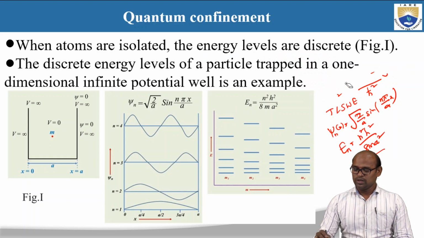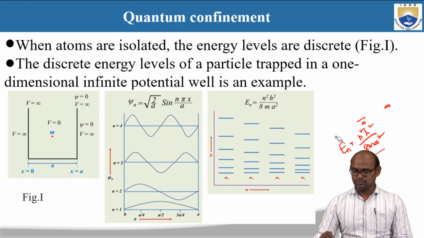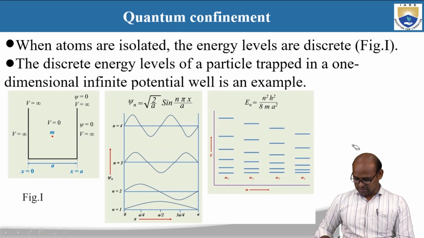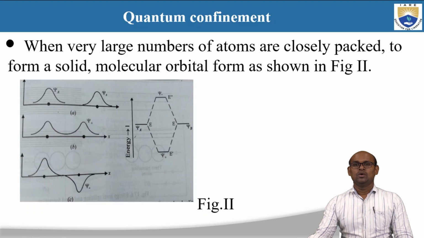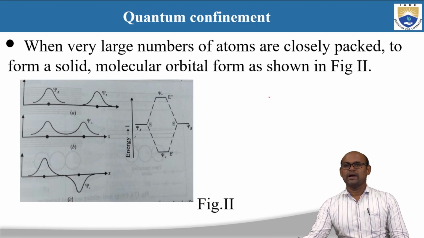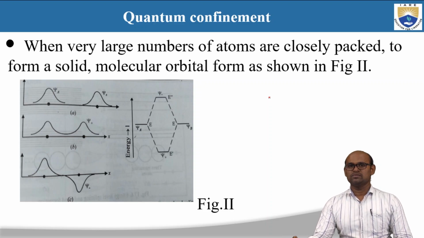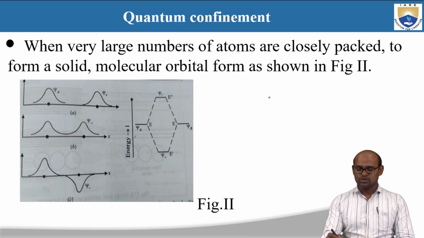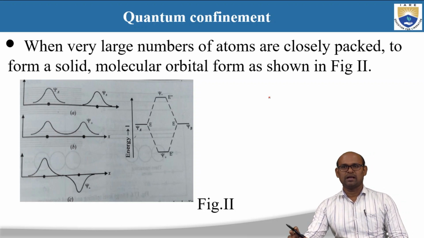Now, if we take a group of atoms, here this atom is isolated and we find that the energies are discrete. Now, when we take a very large number of atoms, when we take a group of atoms to form a solid, molecular orbitals form as shown in the figure. For one isolated atom, the energy levels are discrete. But now I am taking many such atoms and putting them together.